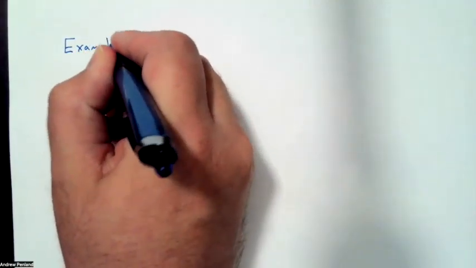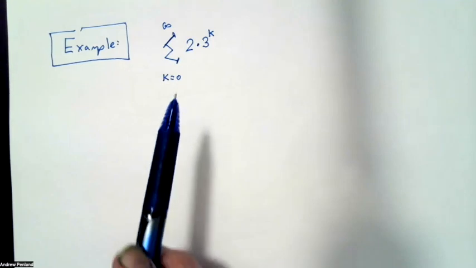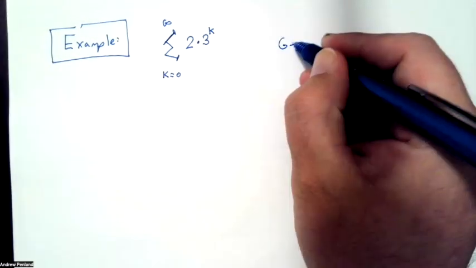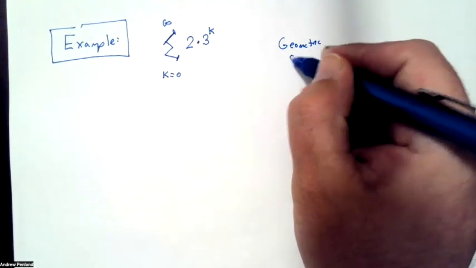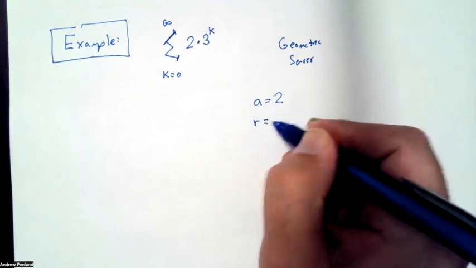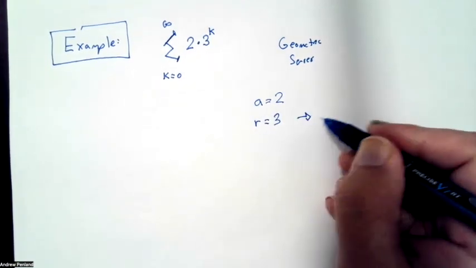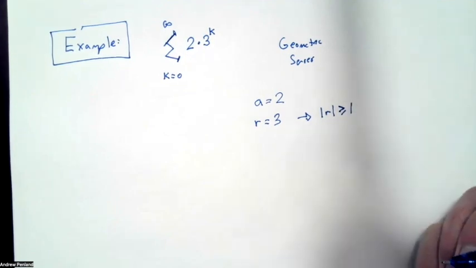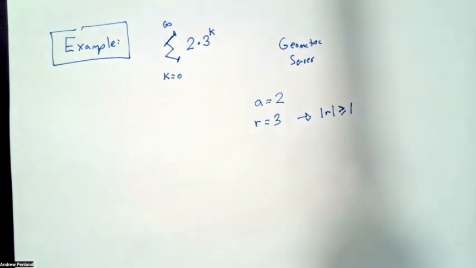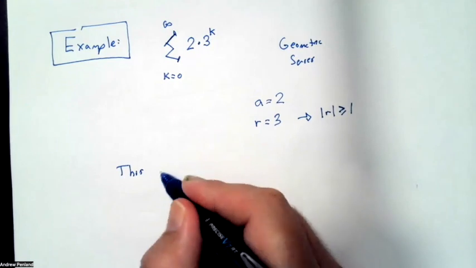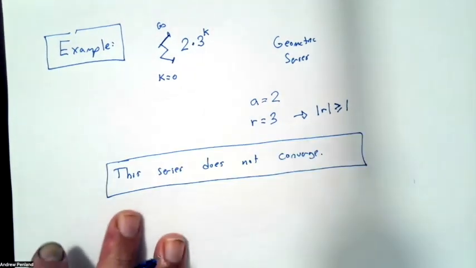Let's look at another example. What if we had the sum from k equals 0 to infinity of 2 times 3 to the k? Again, this is a geometric series where a is equal to 2 and r is equal to 3. Here, the absolute value of r is greater than or equal to 1. So what does my theorem say? It says this series does not converge. That's the basic property that you need.